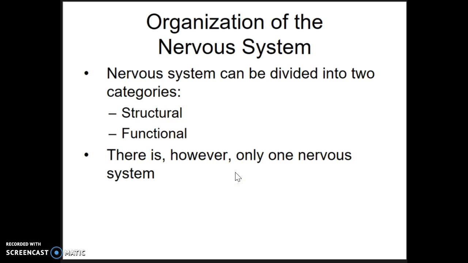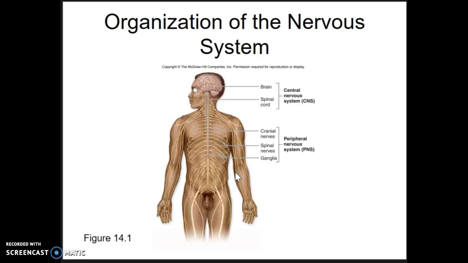There are a lot of ways that we classify and organize the nervous system. We can do structural or we can do functional. Either way, it's only one nervous system. We can divide the nervous system into the central nervous system, or CNS, and peripheral nervous system, or PNS. And yes, I have to enunciate PNS for obvious reasons.